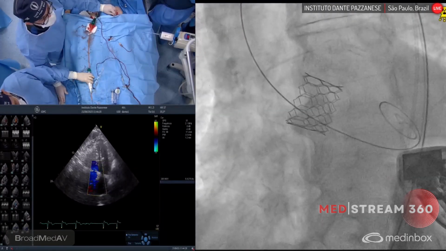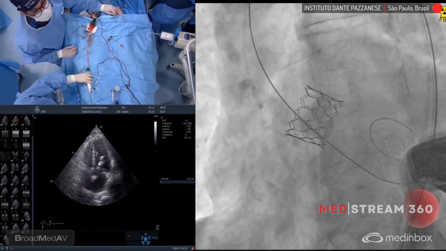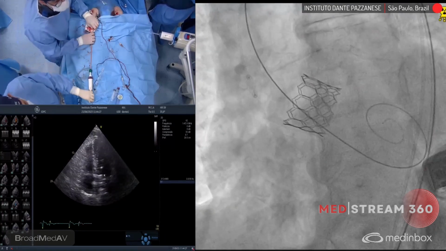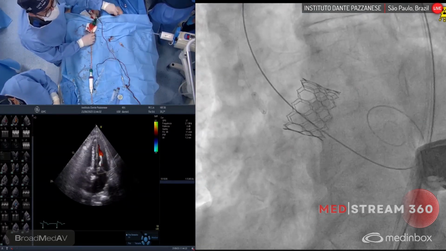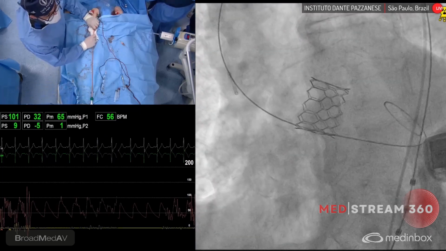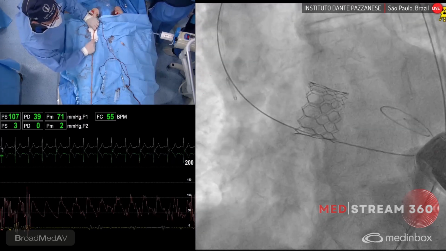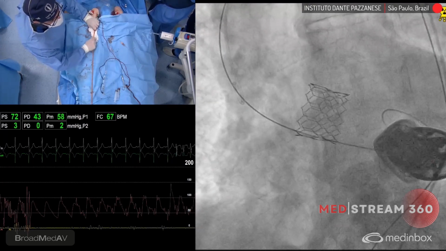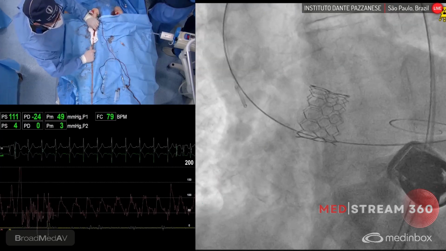So do you think the echo images are okay, Wendy? Yeah, it seems so. No pericardial effusion, no contractility alteration, no regurgitation. So this patient has a severe left ventricle hypertrophy. And when you open the valve, sometimes it takes time to get better and the heart can recover.